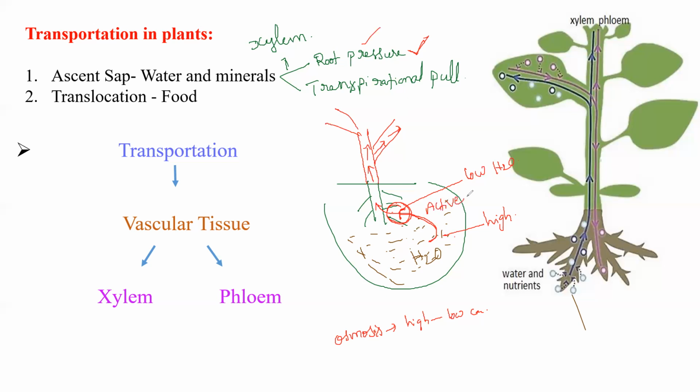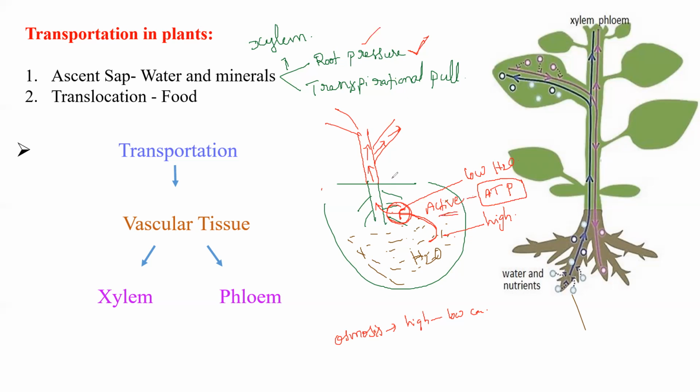It is an active movement because to absorb the water from soil, it requires some energy that is utilized in the form of ATP. That energy is taken from the plant, meaning in each and every cell there are energy pockets, and ATP gets utilized. That's why it is active transportation.